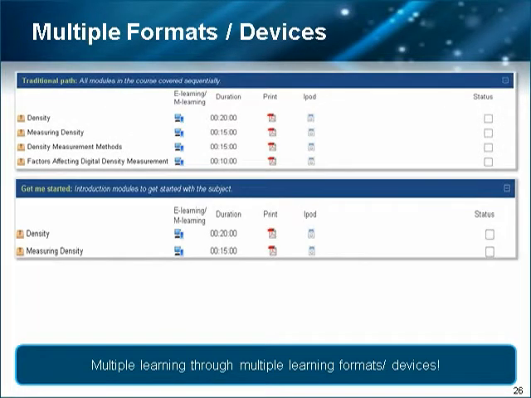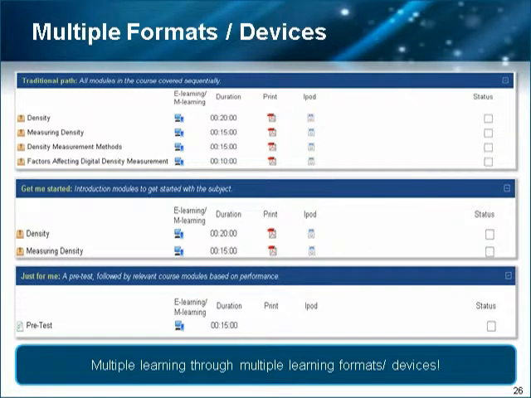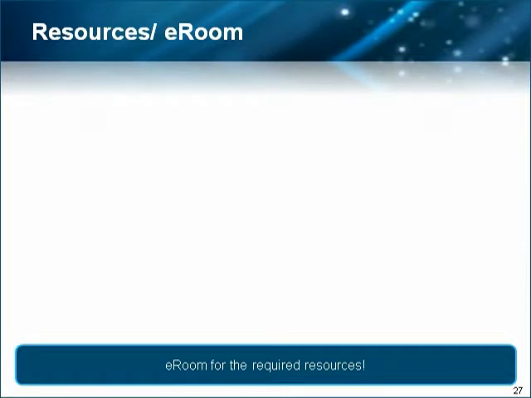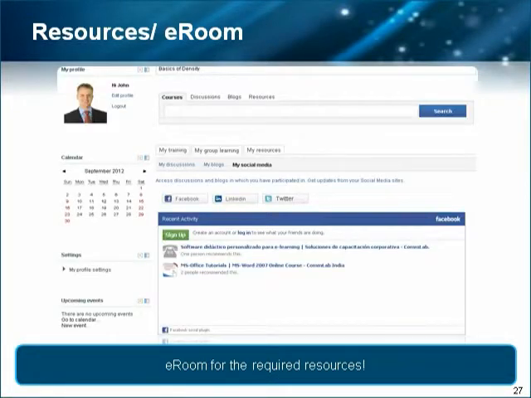The training should be made accessible in multiple formats, which enables learners to access it through laptops, PCs, smartphones, iPads, iPhones, etc. Resources, or eRoom, is a repository of information that learners can download or set as a favorite. They can also share it with other people.